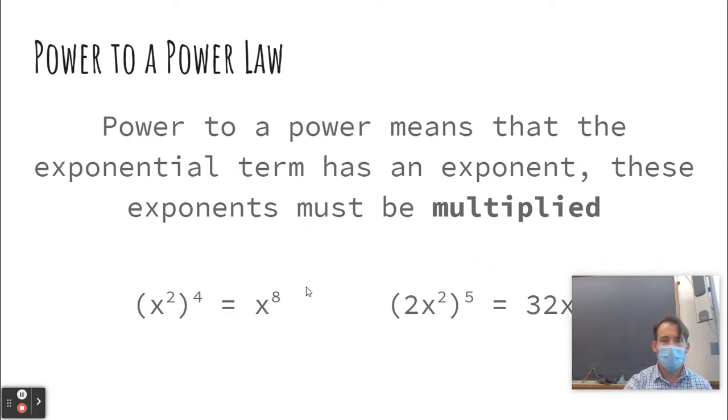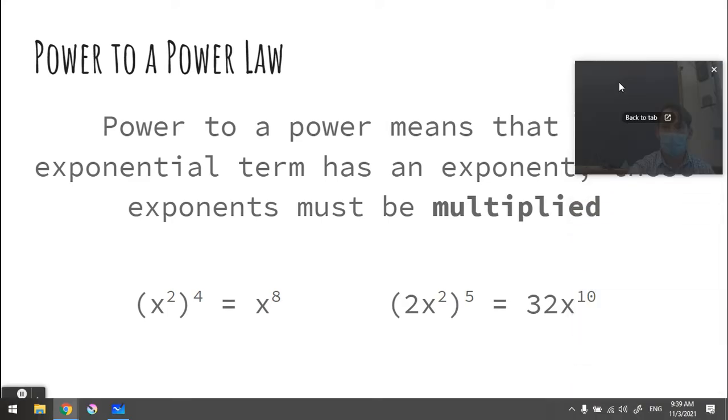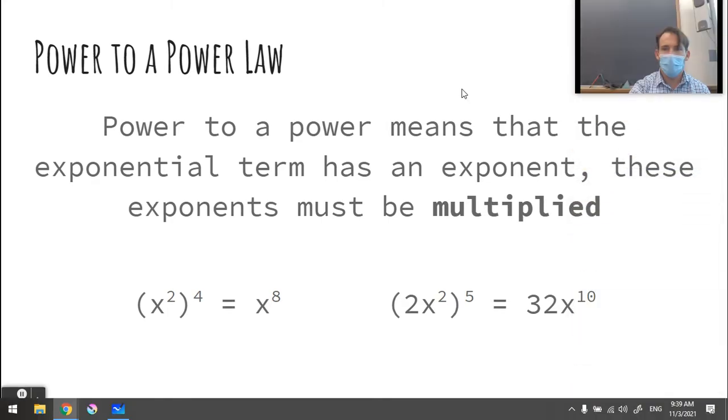Now, let's take a look at powers of a power. When we're raising powers to other powers, we are going to multiply the exponents. So let's take a look at some examples. If we have x squared all raised to the power 4, we have x to the 2 times 4, which is x to the 8. 2x squared raised to the power 5. Oh, why did this change to 32x to the 10?